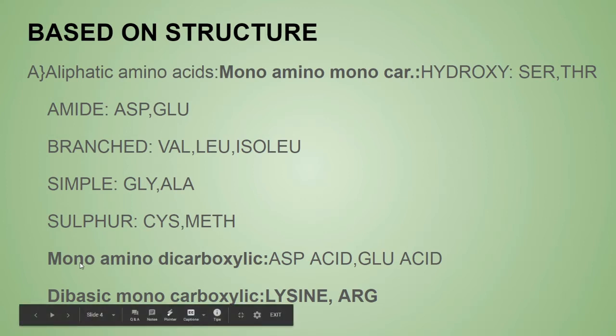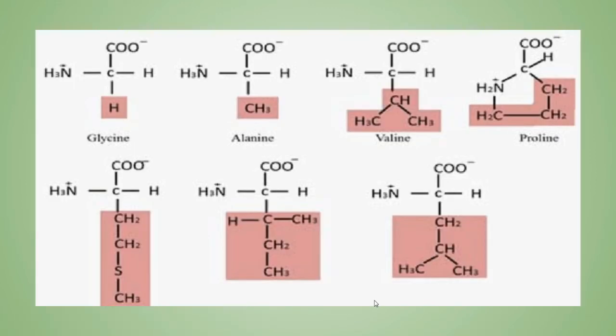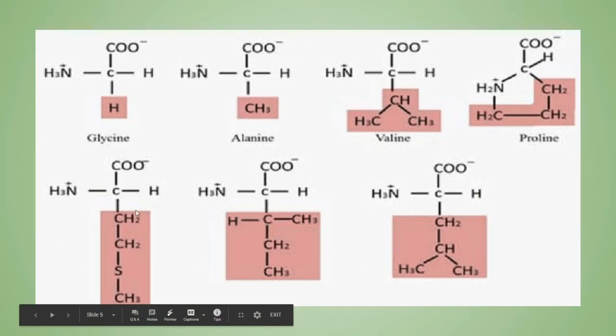Now next is the monoamino dicarboxylic. That means the carbon atom will have one amino group and two carboxylic or COOH groups. Of course, since this has two carboxylic groups, it will be acidic. The examples are aspartic acid and glutamic acid. And the dibasic monocarboxylic means two amino groups and one carboxylic group. Examples are lysine and arginine. These are some of the examples.